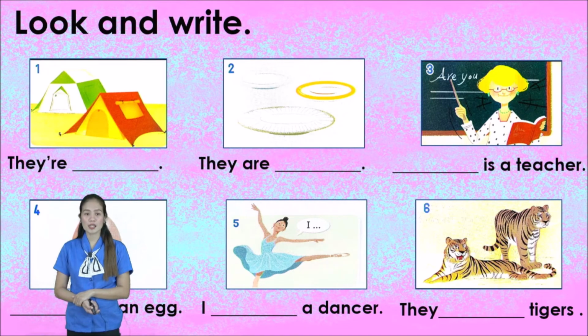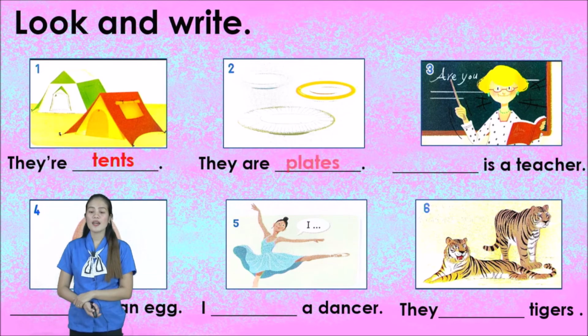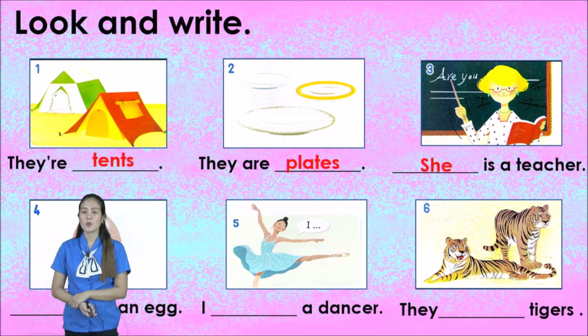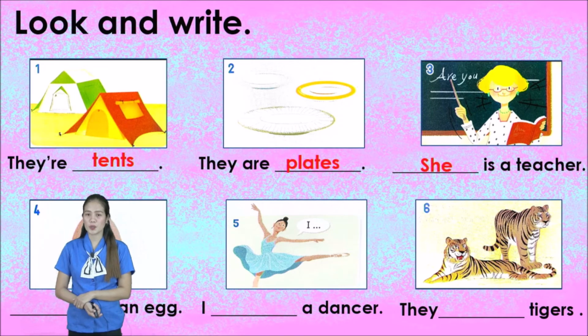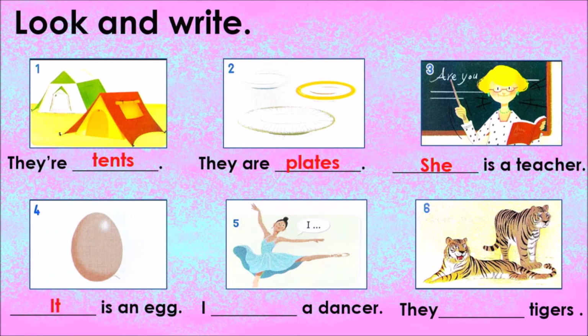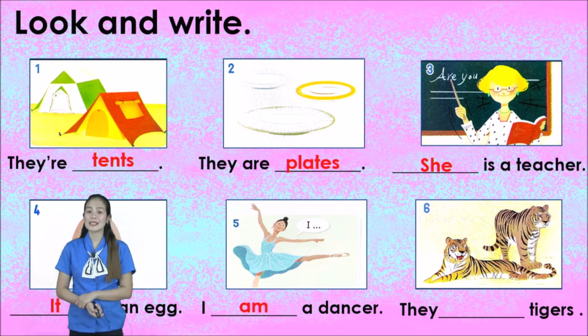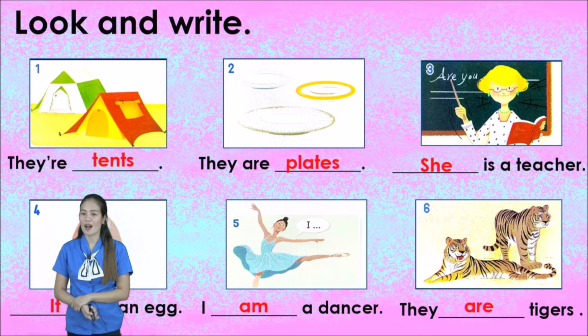Okay, as you can see, they are tents because they are two. Number two, they are plates. The next one, she is a teacher. And number four, as you can see, it is an egg. And number five, I am a dancer. And number six, they are tigers.